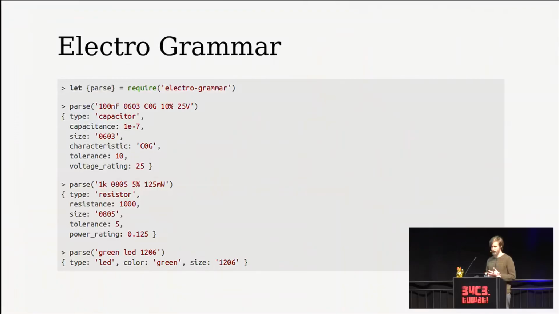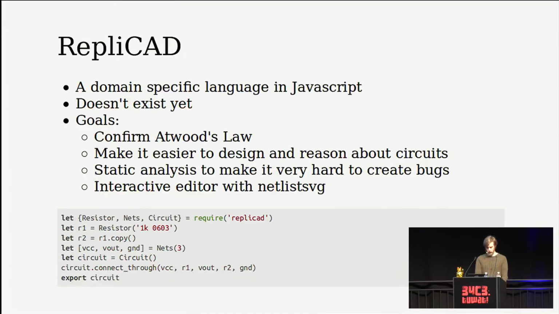So as I said, this is a JavaScript module. I'm working on a Python port to contribute to these other domain-specific languages in Python. So I've been playing with this idea of also creating another domain-specific language, possibly in JavaScript, which, just to confirm Atwood's law, is: everything that can be written in JavaScript will be written in JavaScript.